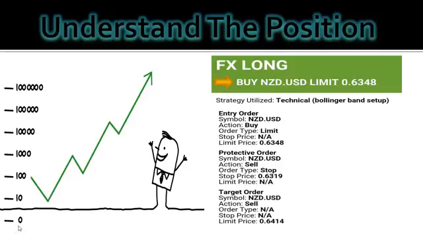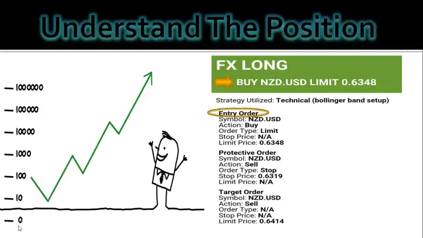So the first thing is, guys, I look at the alert that we have on the right hand side. You can see this is a pretty typical alert. I look at the color first thing. The color is green, that means it's a buy alert. If it's red, that means it's a sell. Okay, and I'm looking at buying the NZD USD. That's New Zealand dollar against the US dollar.